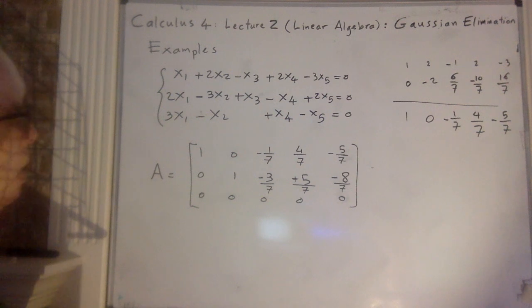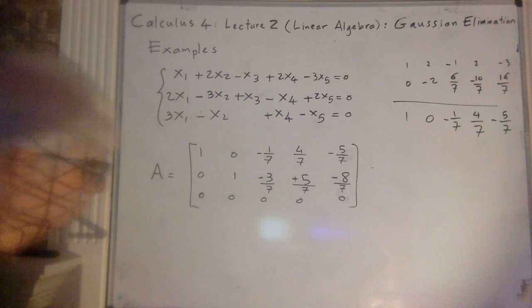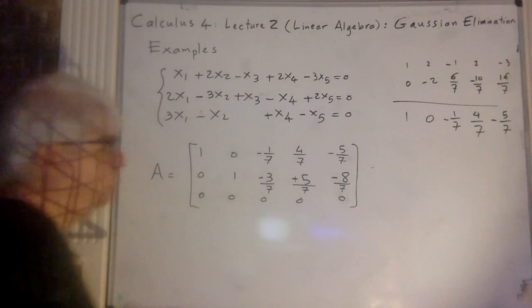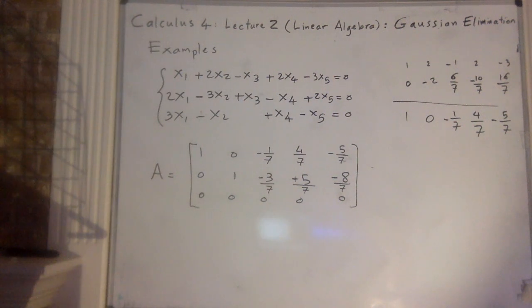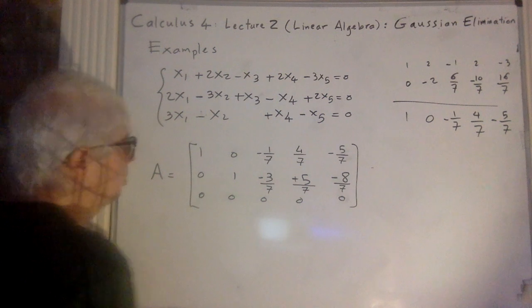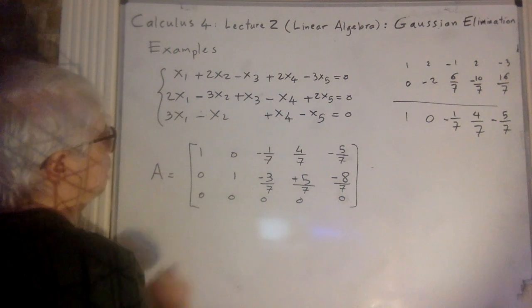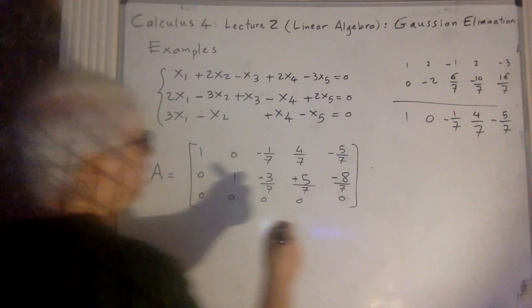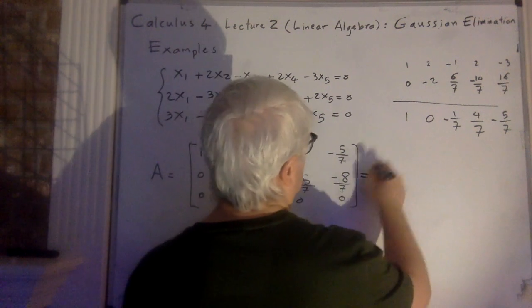Now, let's solve this. And as I said, when we reduce the system of equations, we change the system, but we do not change the solution. So this has the same solution as that. But what is this? This is in fact this system of equations. Let me write it here. That goes with this system.